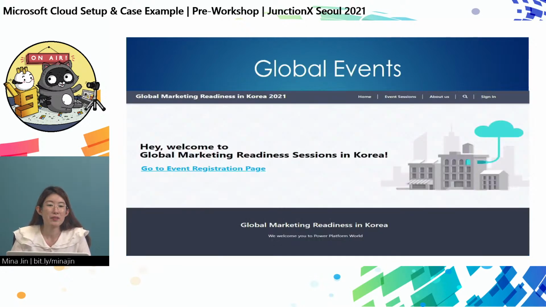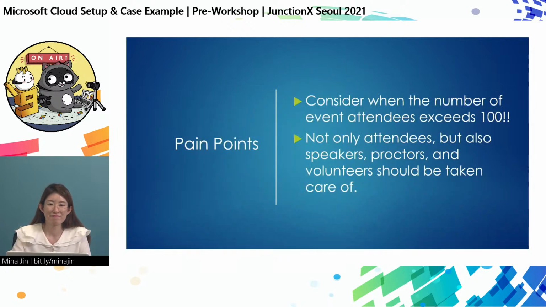So I'd like to show you the global events that I made. This is the website I built. This is the landing page. It looks really amazing and decent. But you have to consider lots of pain points when you run the business operations. For example, you have to consider when the number of event attendees exceeds 100. More, not only attendees but also speakers, proctors, and volunteers should be taken care of.